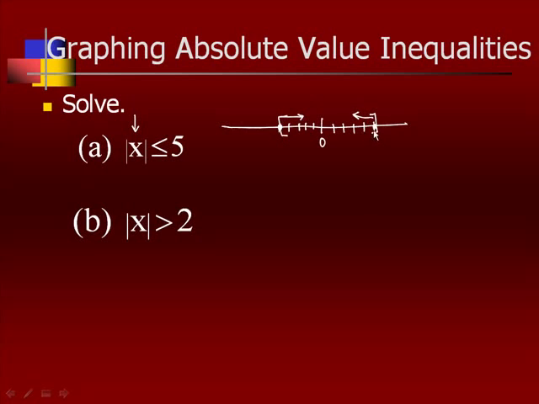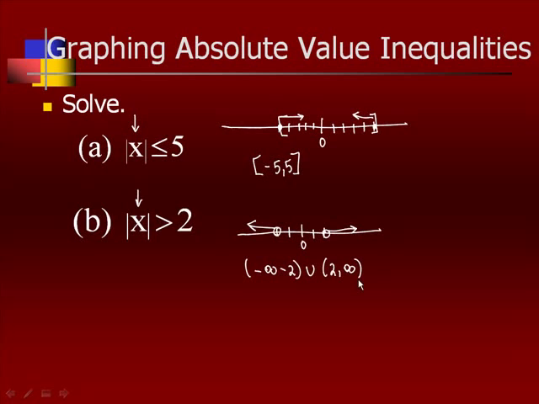So if we did our interval notation, putting brackets on the endpoints, then we would have everywhere from negative 5 to 5. If we're looking at absolute value of x is greater than 2, that means we're looking for numbers whose distance from 0 is more than 2, which means we're talking numbers from here out this way, and from here out this way, which in this case would be from negative infinity to negative 2, unioned with from 2 to infinity.